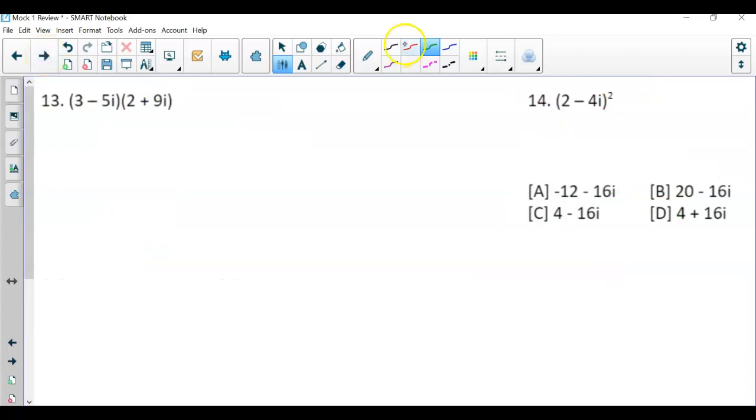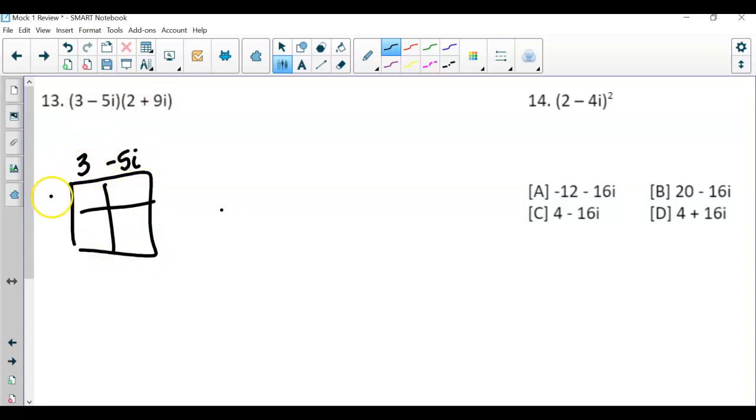Then question 13. Notice again, there is no symbol in between. So with no symbol in between, that means multiply. And because we have our two binomials, I'm going to set up box method to multiply. So 3 and -5i times 2 and positive 9i. 3 times 2 is 6. 2 times -5i, -10i. 3 times 9i, 27i. 9i times -5i, -45. But i times i is i squared.